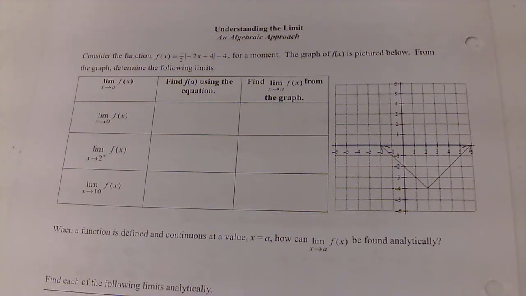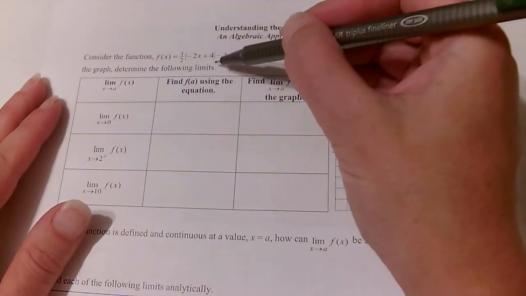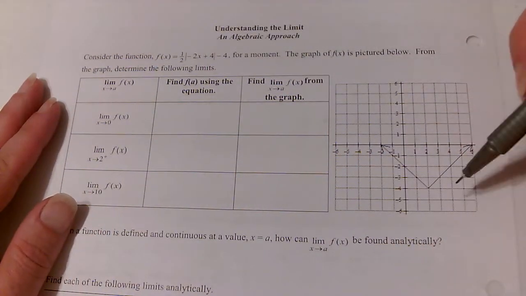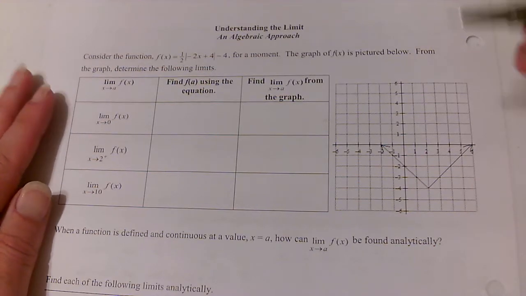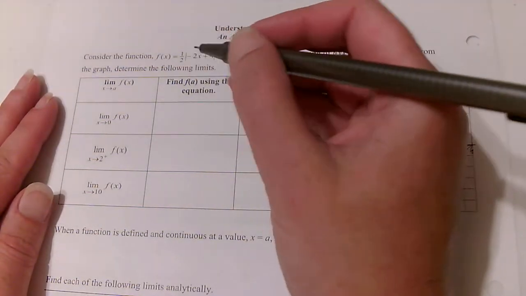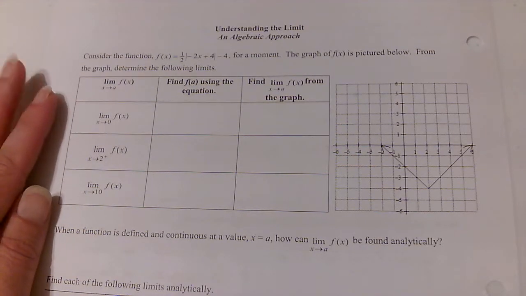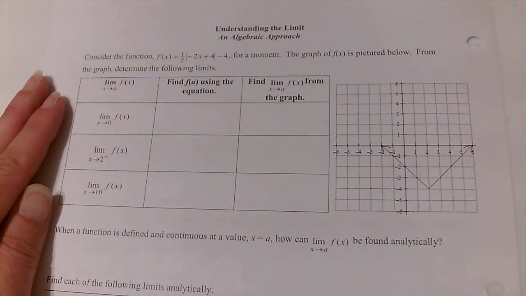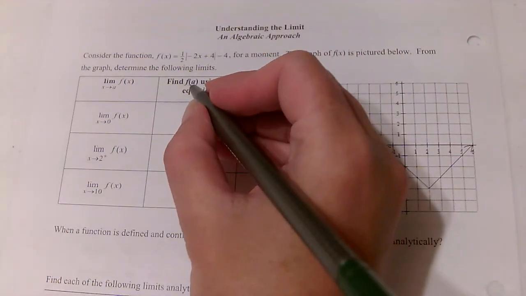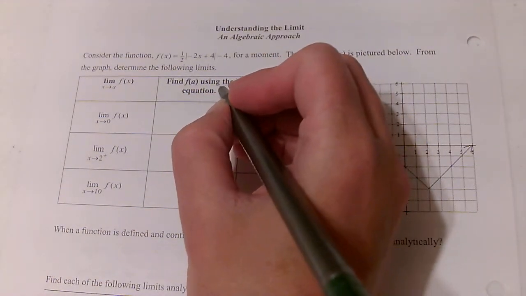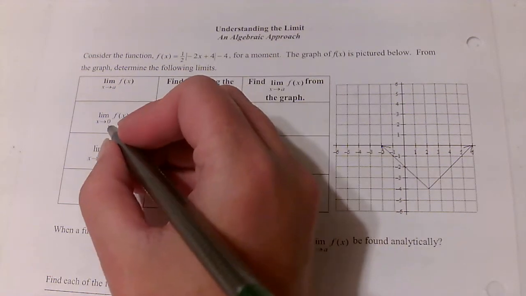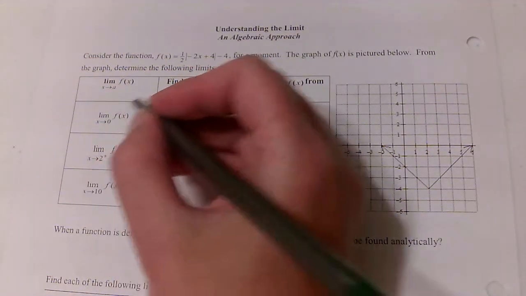Looking at limits algebraically. We've got this function f of x, and it's an absolute value function, which gives us that nice V. Let's see the different ways we can find our limits. Well, first, let's find f of a using the equation. So what if we actually plugged in that x value?